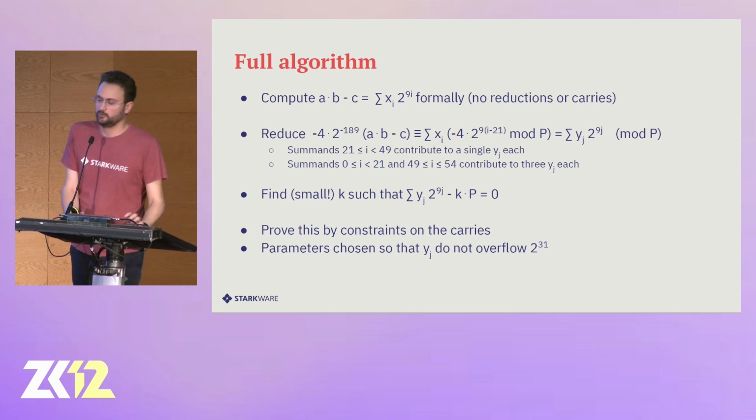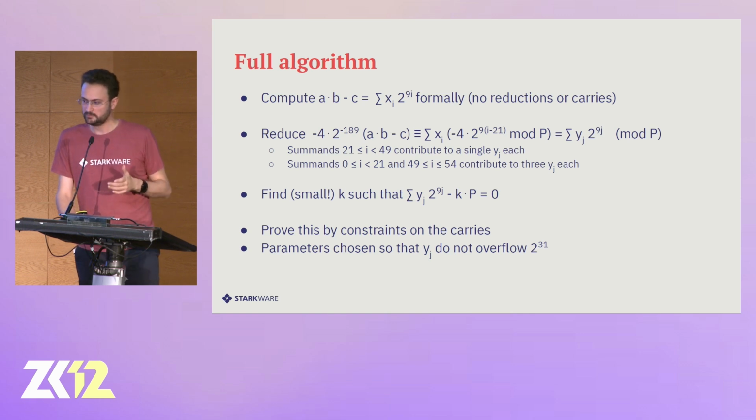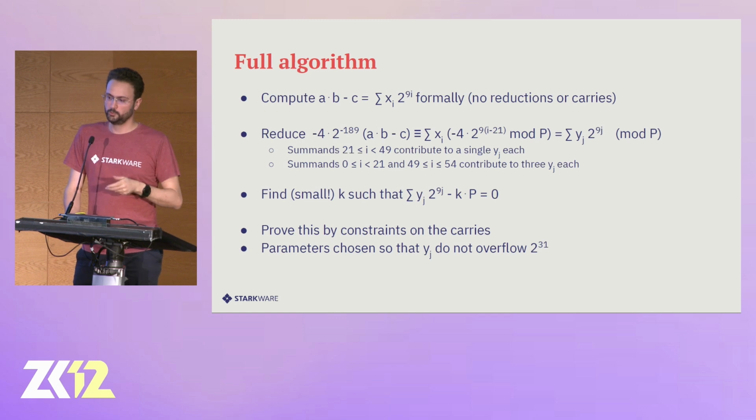So the full algorithm of how we apply this thing is we first compute a times b minus c formally. So each of these xi's are actually from the convolution of a times b, and some of them have the minus ci parts. The sum goes here from 0 to 54 inclusive, which is 2 times 27. So some of these xi's can be very large. The middle one will be a sum of 28 products of limbs of size 9 bits, so it can be as large as 28 times 2 to the 18. After we computed that convolution, we multiplied by -4 times 2 to the minus 189 and reduced modulo p.